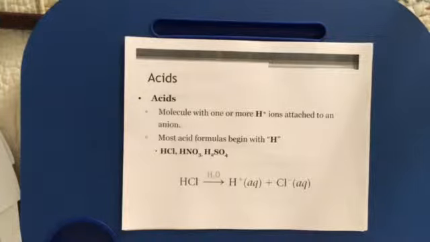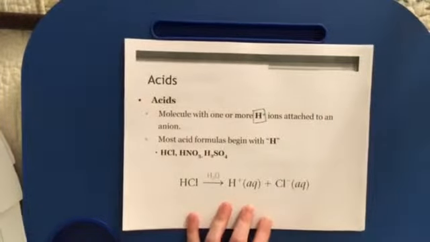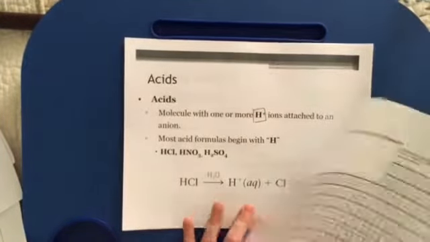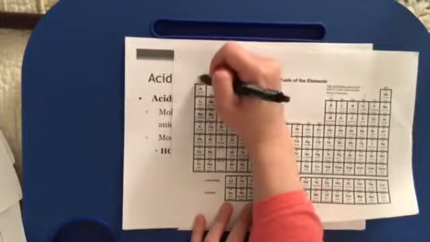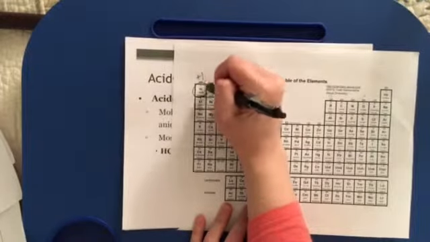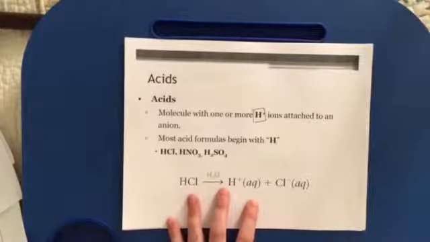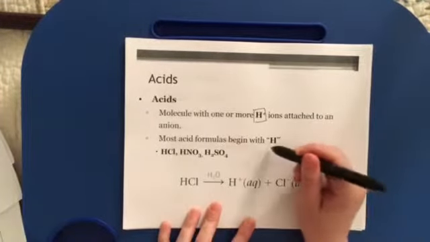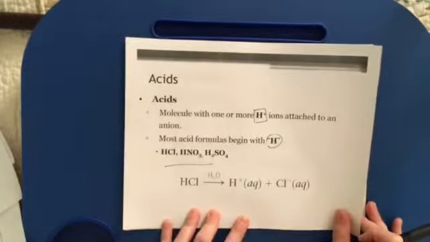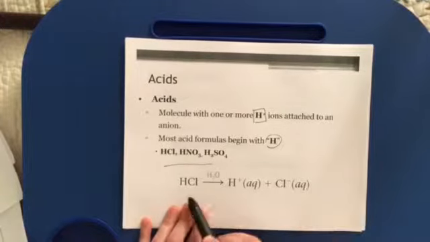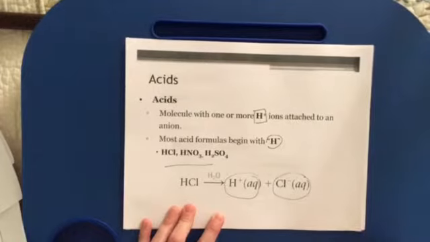So acids are a molecule with 1 or more H plus ions attached to an anion. And so here on the periodic table, hydrogen's in this group of the +1 ions. And so hydrogen also can form these ions, and when it does, it's called an acid. Most acid formulas begin with H, and here are some examples of them. When they dissolve in water, just like ionic compounds, they dissolve into their respective ions.